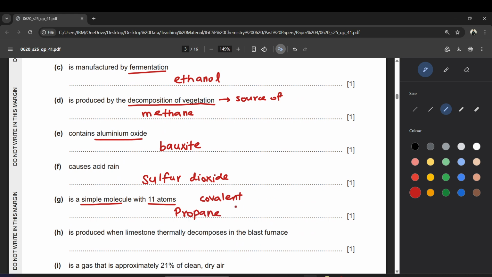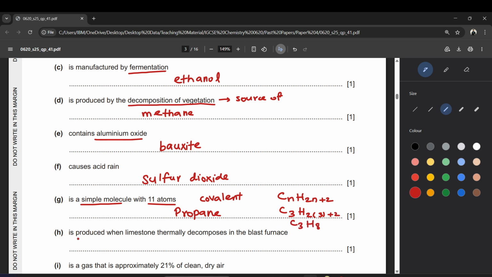Now, if you don't remember the formula for propane, then you should at least remember that alkanes have the general formula CnH2n+2. For propane there are three carbon atoms, right? So therefore, this would be 2 times 3 plus 2, and hence you get C3H8.